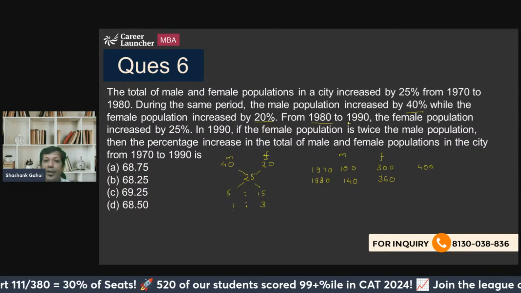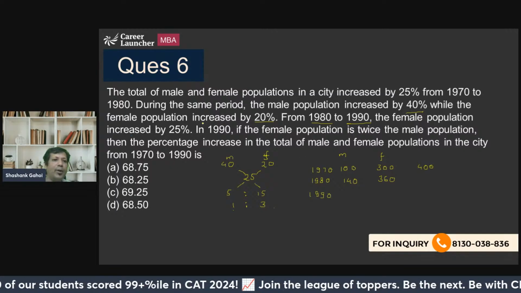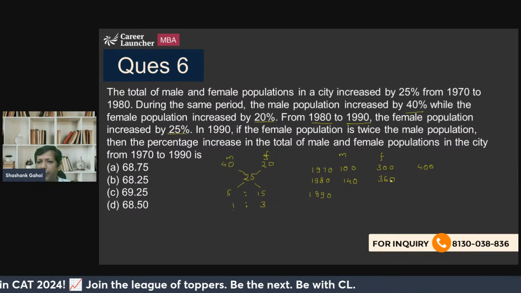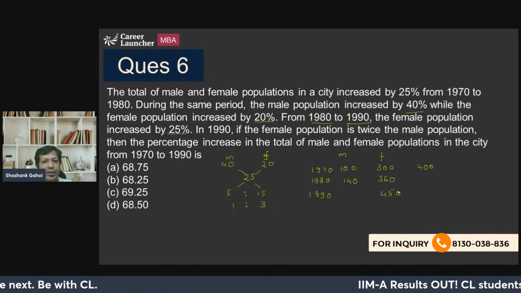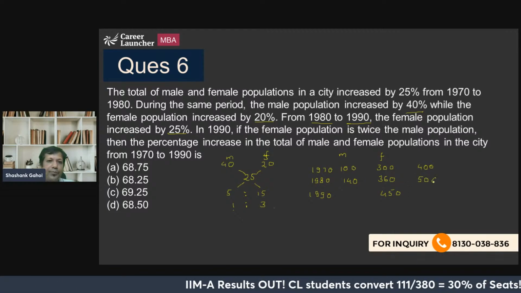Then from 1980 to 1990, female increased by 25%. So 25% is one fourth. One fourth of what? One fourth of 360. So women increased by 90. So women has become 450. This is what we know. So this value comes out to be, I think, 500.